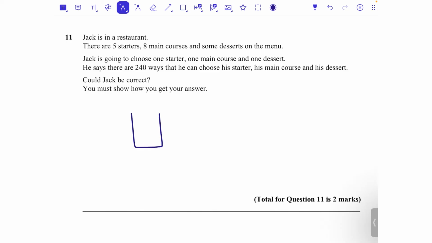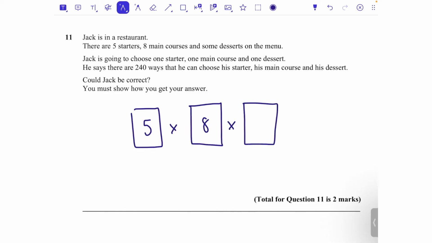There are 5 starters. There are 8 main courses and we don't know how many desserts there are. But Jack is saying that there are 240 different combinations. So 5 times 8 is 40. So he could be correct because there is a number that we can multiply 40 by to get 240. This is in the 40 times table, so that's okay. As long as there are 6 desserts.